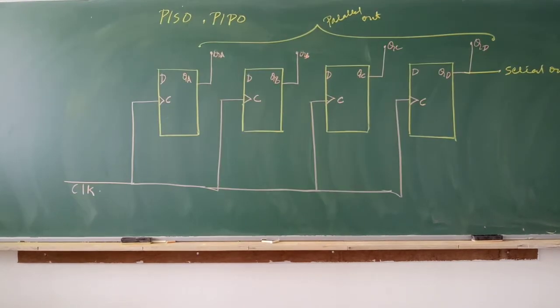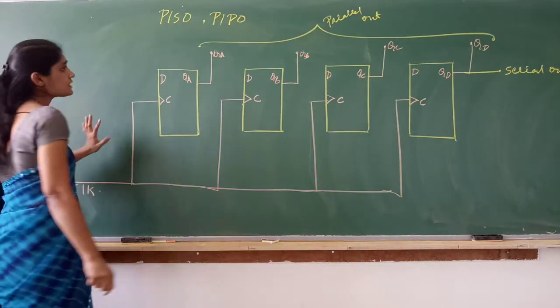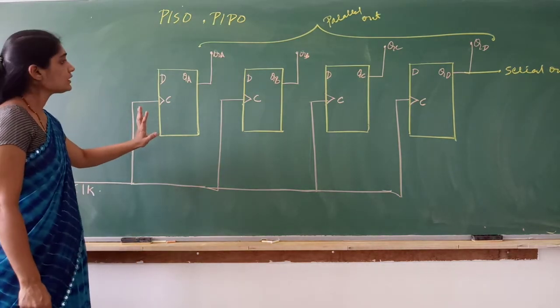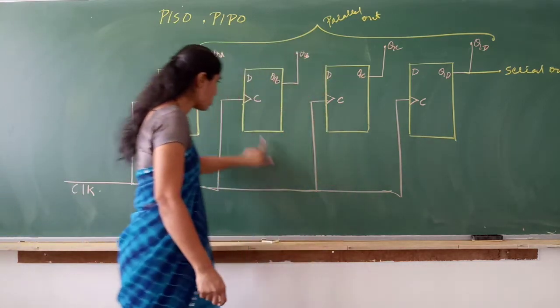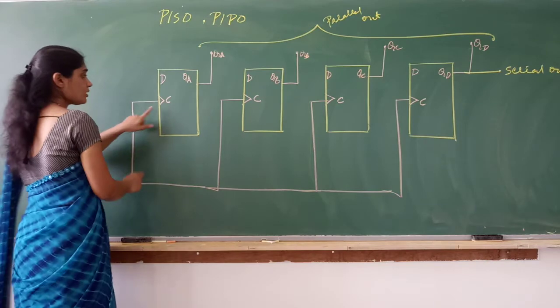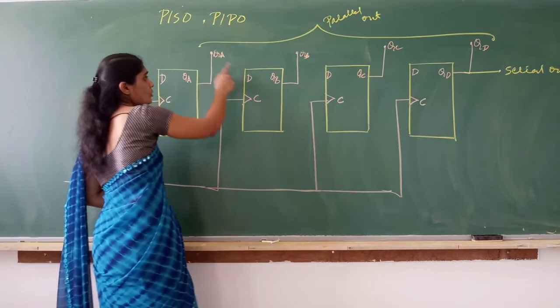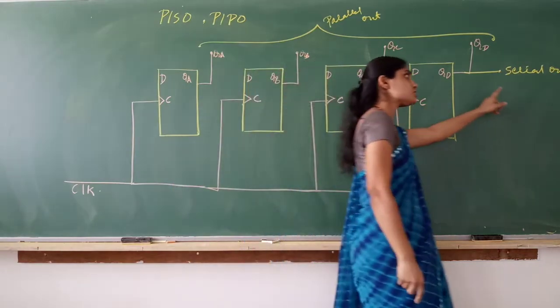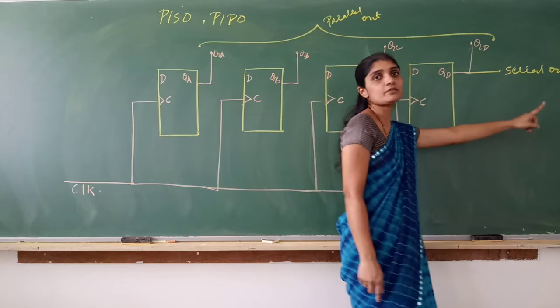Okay. So to explain parallel in, serial out, and parallel in, parallel out, I still have not completed this circuit. What I have done is I have taken 4 D flip-flops and clock pulses are given to all the D flip-flops. 4 positive edge triggered D flip-flops, right? And I have 4 outputs, QA, QB, QC, QD. Also I have an option for serial output. If I take the output only from QD, that will be serial out.